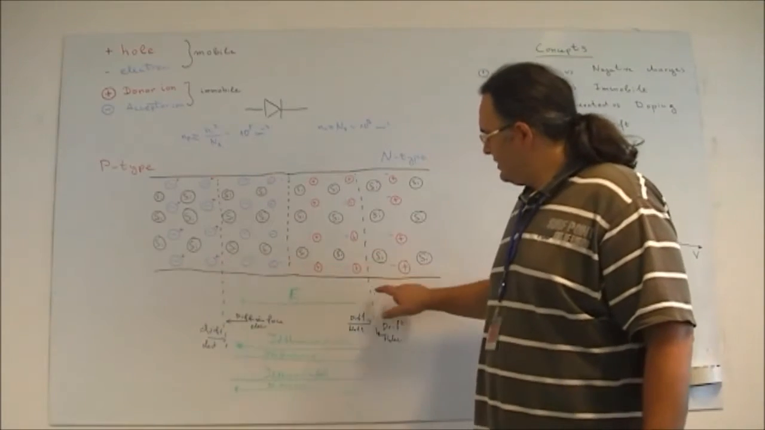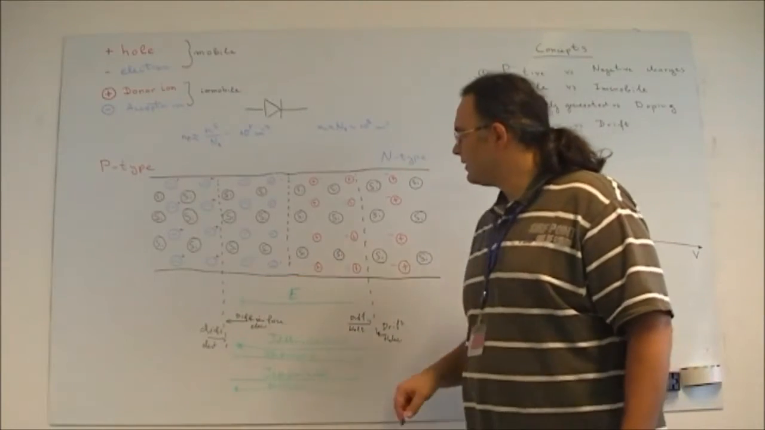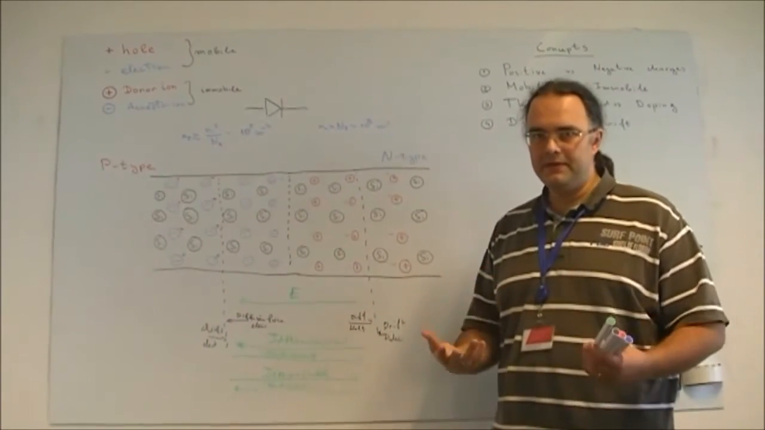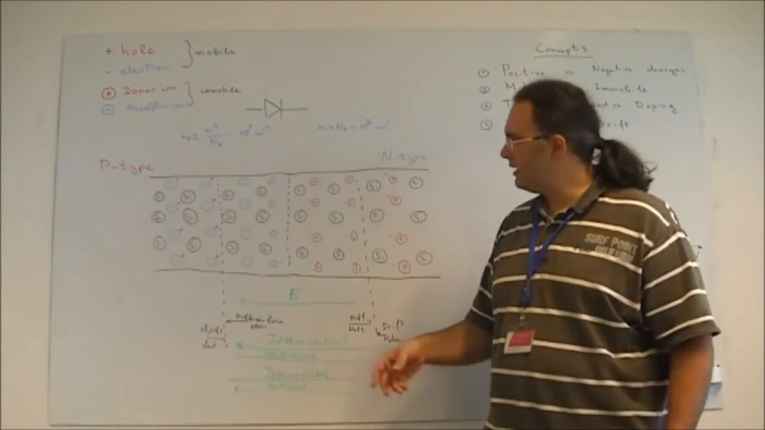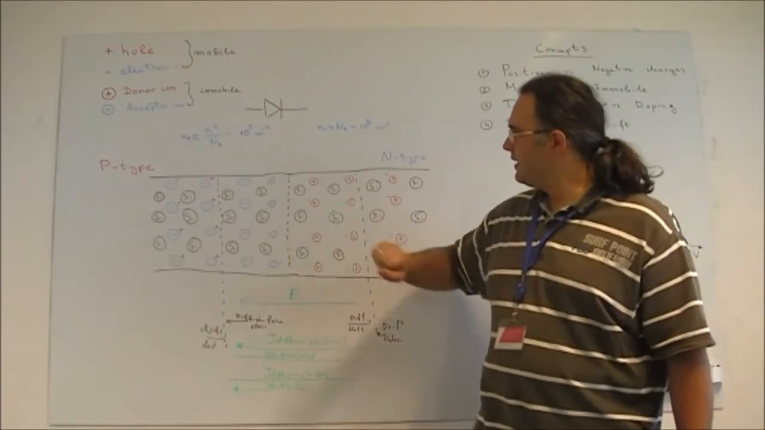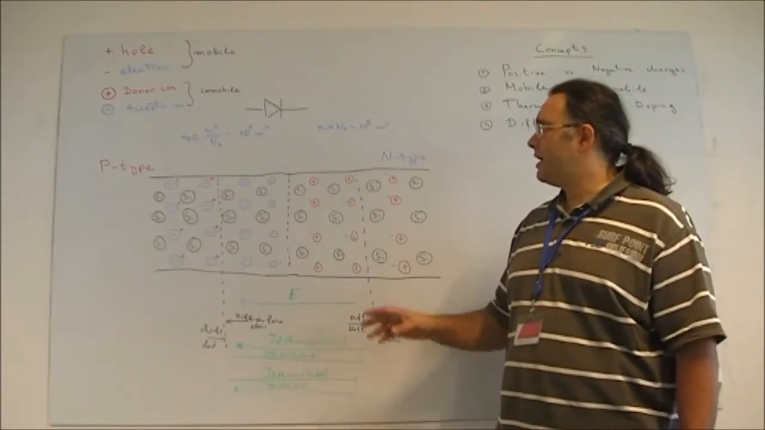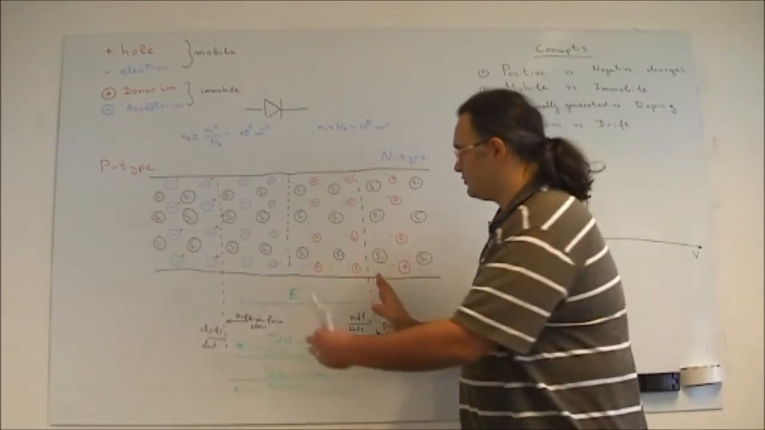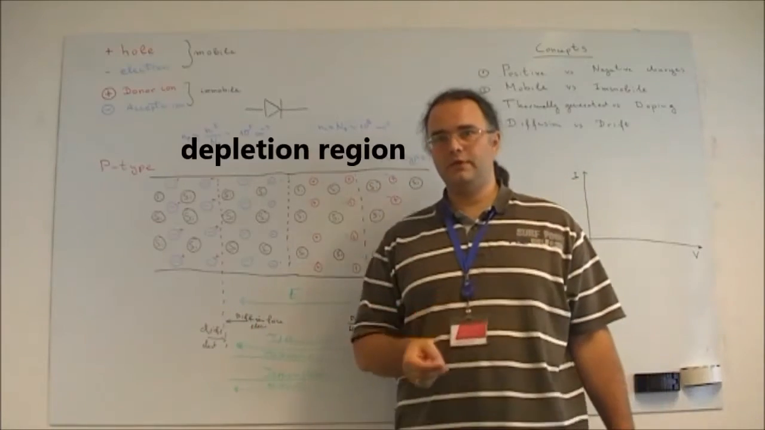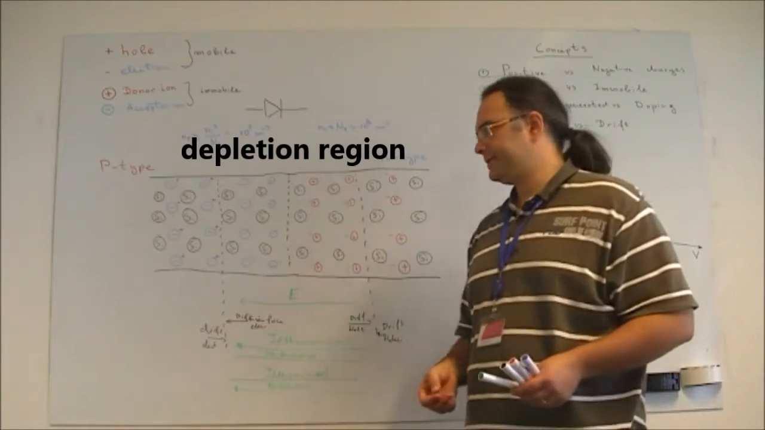The region that is created here through the electric field is effectively void, empty of mobile carriers. As you can see, we have only ion charges, positive and negative ion charges, but we have no mobile charges. There are no holes and no electrons in this region. We call this region the depletion region because it is depleted of mobile carriers.